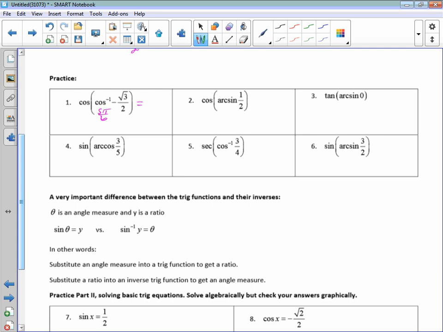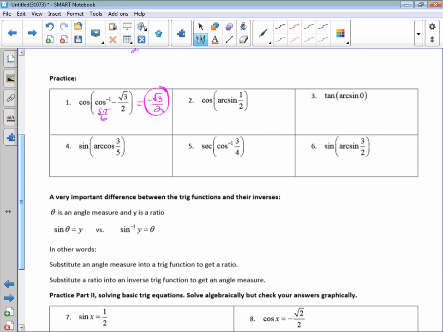And then what is the cosine of 5 pi over 6? Negative root 3 over 2. Right, you're kind of undoing the inverse with the cosine. You're just evaluating. They aren't always going to be the same.